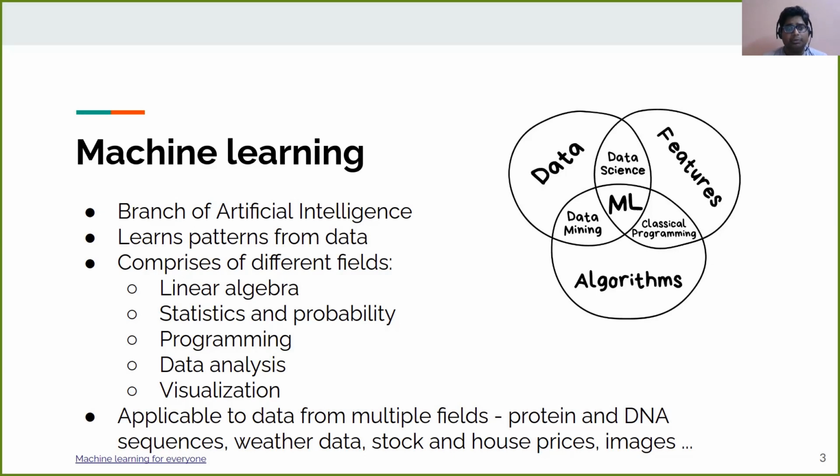Machine learning is a broad field of study, and the algorithms it offers can be applicable to data sets from different fields. These data sets may include protein and DNA sequences, weather data, then stock and house prices, and different images, biomedical images.